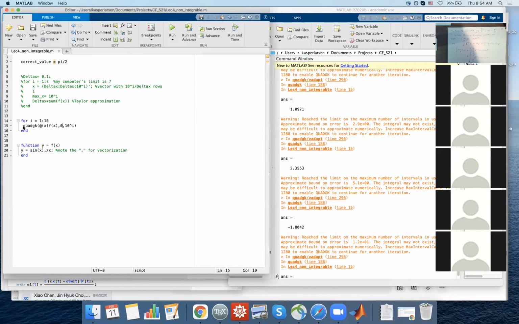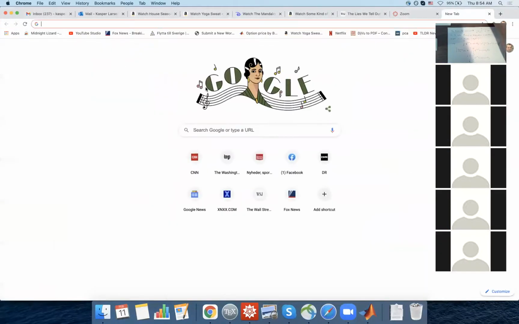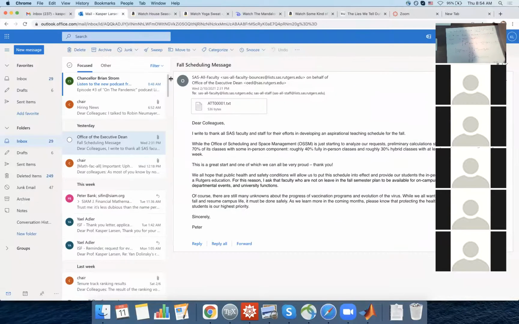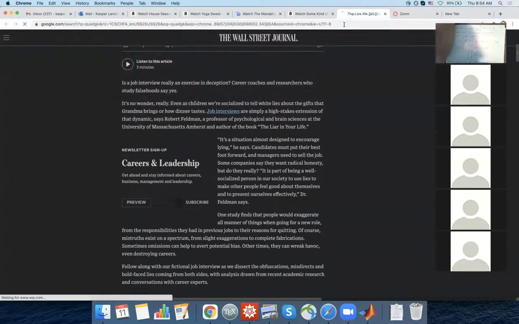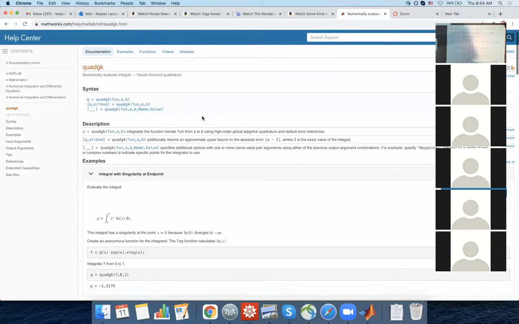This package here, QUADGK, there are lots of these quadrature packages around. If you want to know more about them, just Google them, the numerical evaluation of an integral. So here, this is Gauss quadrature, and this is a method that the software has built into it that will allow you to compute these integrals.